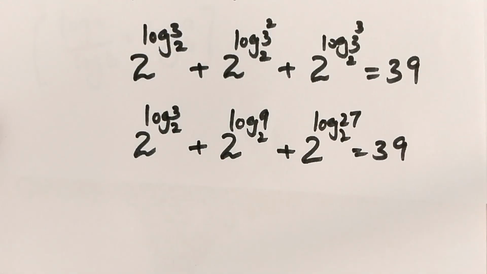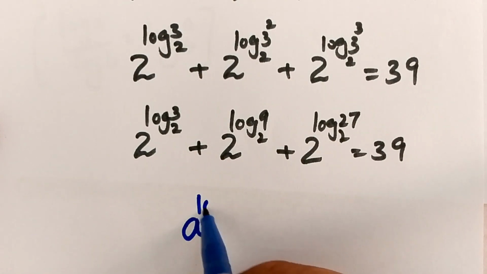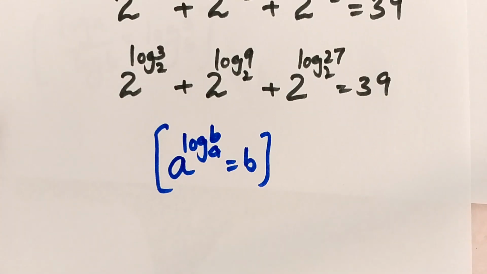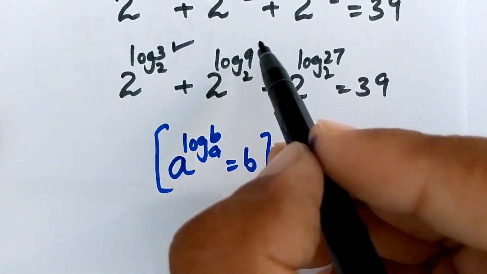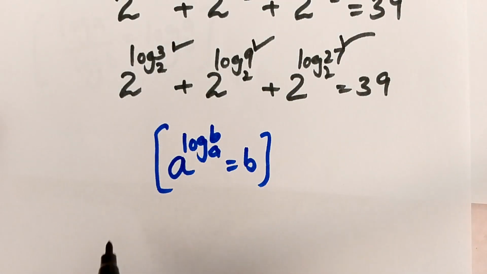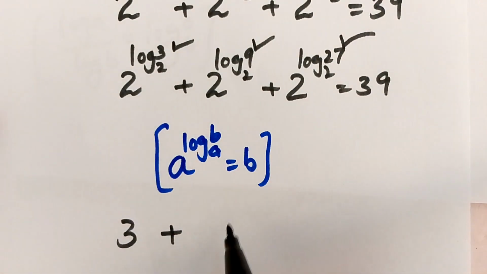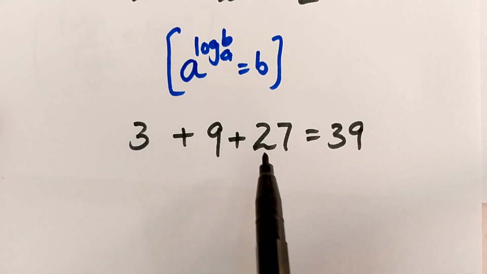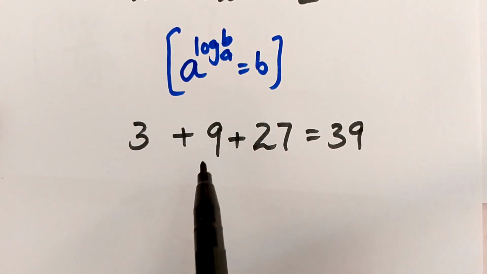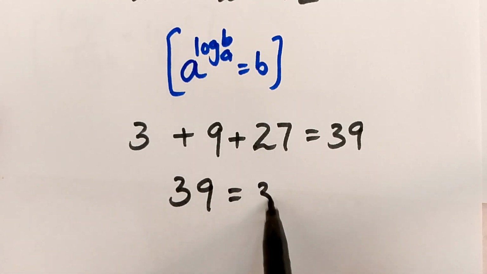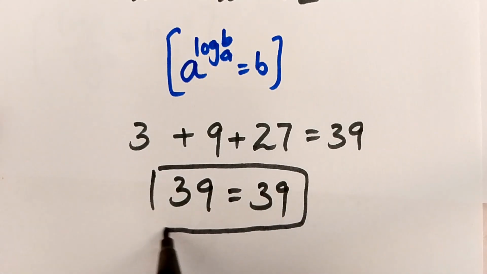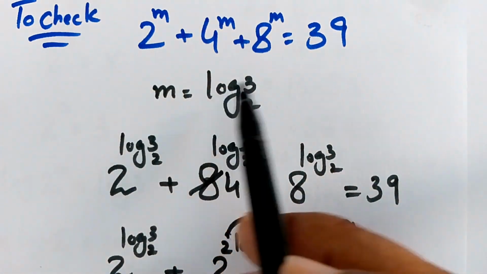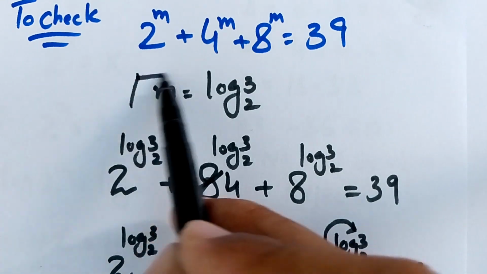Now we know that a to the power of log of b with base a is equal to b. So to apply this rule here, b is equal to 3, here b is equal to 9 and here b is equal to 27. So this will become 3 plus 9 plus 27, which is equal to 39. Now 27 plus 3 is equal to 30 and 30 plus 9 is equal to 39. So this shows that the left hand side and the right hand side are equal. So here the value of m is equal to log of 3 with base 2 is the correct answer of this interesting question.